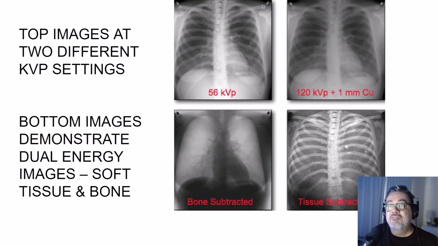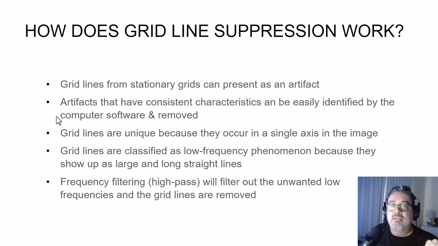On the bottom left, you see all the lung detail and soft tissue without the bones, and the bottom right, it shows the bones with all the tissue subtracted. Dual energy is something you'll often see in CT and mammography as well. This last part we'll discuss is how the grid line suppression works.